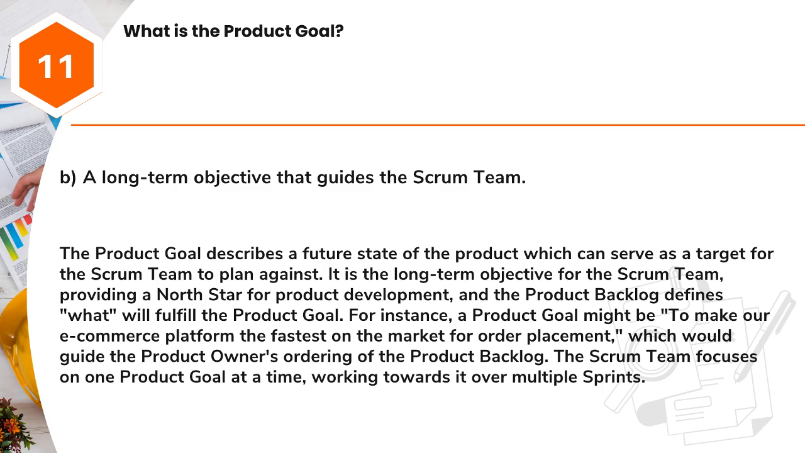For instance, a product goal might be to make our e-commerce platform the fastest on the market for order placement, which would guide the product owner's ordering of the product backlog. The Scrum team focuses on one product goal at a time, working towards it over multiple sprints.